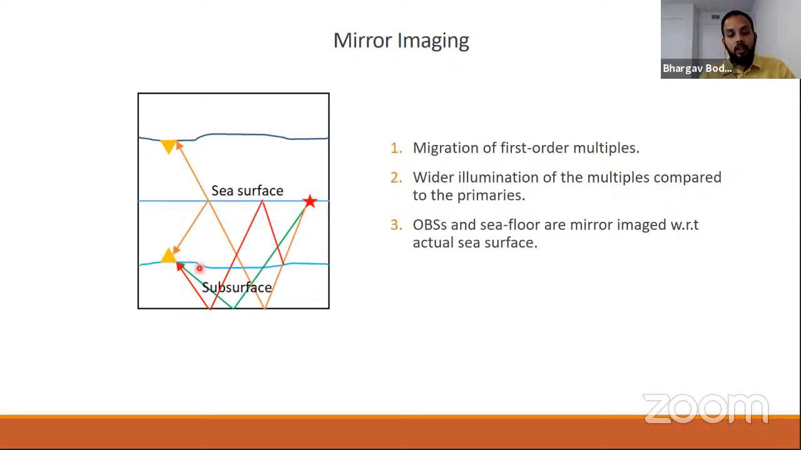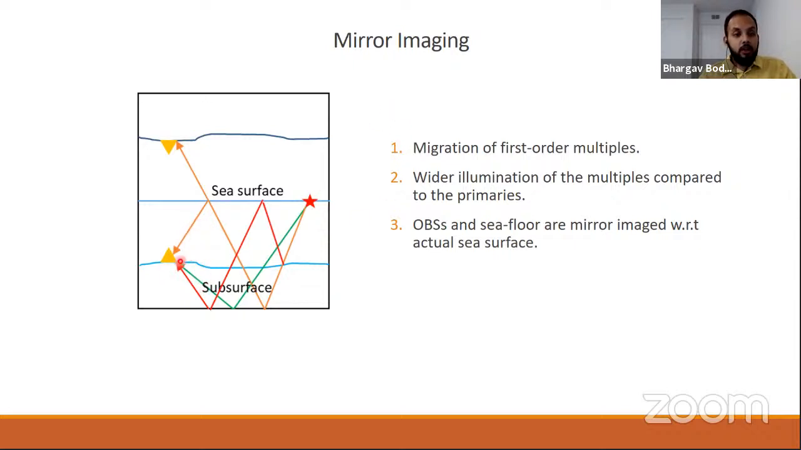So in the case of rifted margins, very low impedance contrast at the sea floor because of the sediments results in the receiver side multiple being very strong relative to the source side multiple, very dominant. So we don't really require any processing to separate them out, because one of them is very dominant.